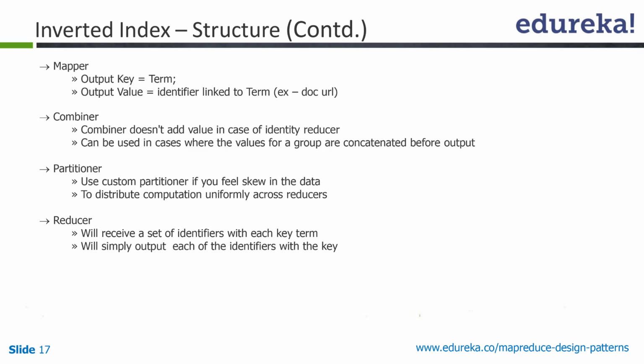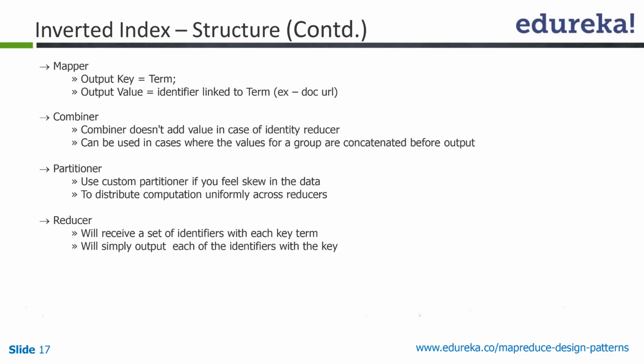Though in some cases where the output from your reducer is going to be concatenated together, it probably makes sense to use the combiner. But again, that doesn't provide any benefit in terms of the bytes of data which will be transferred across the network.